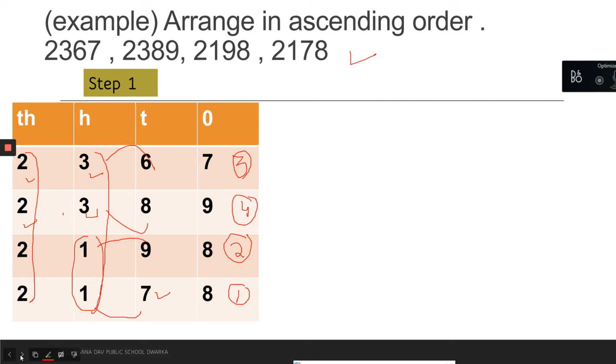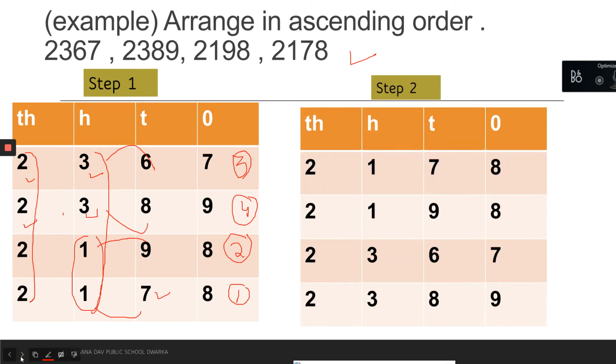So step 2 is arranging the numbers like this. Which number will you write first? 2178. The second position is given to 2198. Third was given to 2367. And fourth was given to 2389. So in this way we got the smallest to greatest number, that is ascending order.